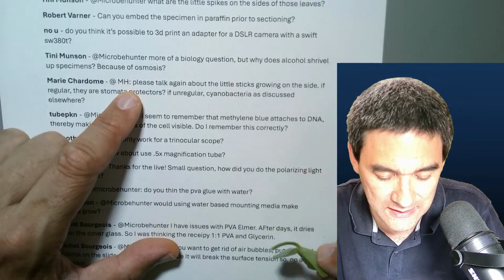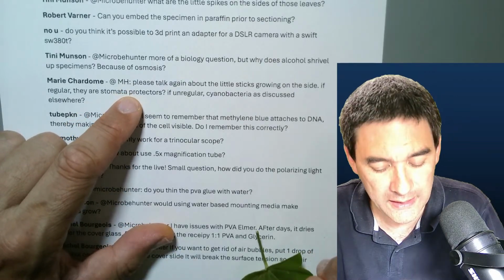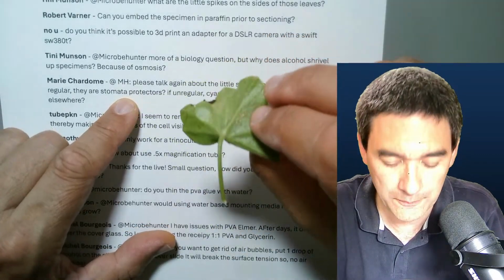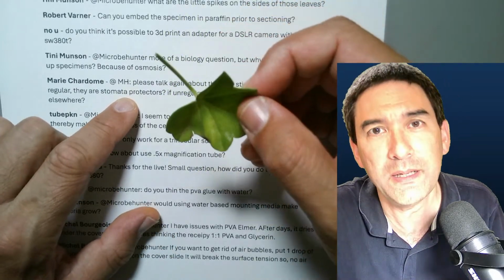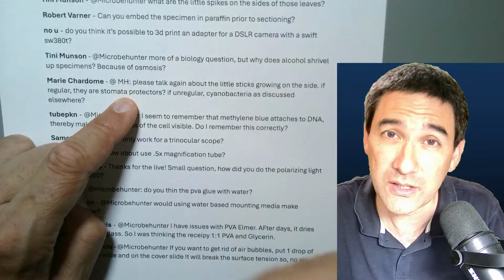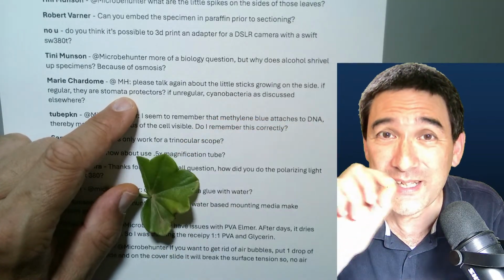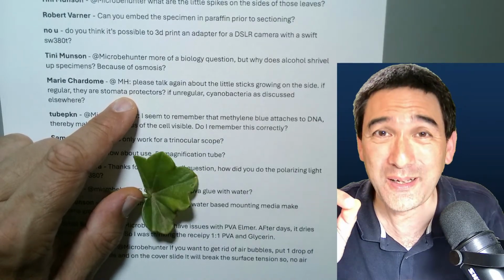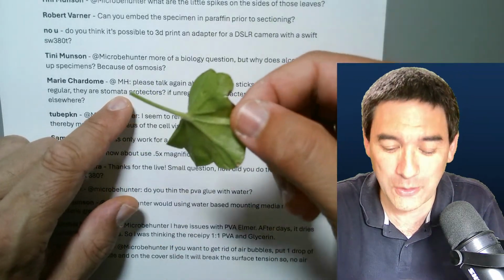Please talk again about the little sticks growing on the side. Oh, okay, I mentioned those. If regular, they are stomata protectors, and if irregular, cyanobacteria, as discussed elsewhere. Okay, not cyanobacteria. So those over here, if you look, I don't know if you're able to see this, not cyanobacteria, because cyanobacteria are actually growing in water. And in the video that I uploaded today, you could see cyanobacteria growing on the surface of some algae. However, the object was underwater, so they were growing on the leaf, under the water. But this one obviously is from a flower, it's not under the water.